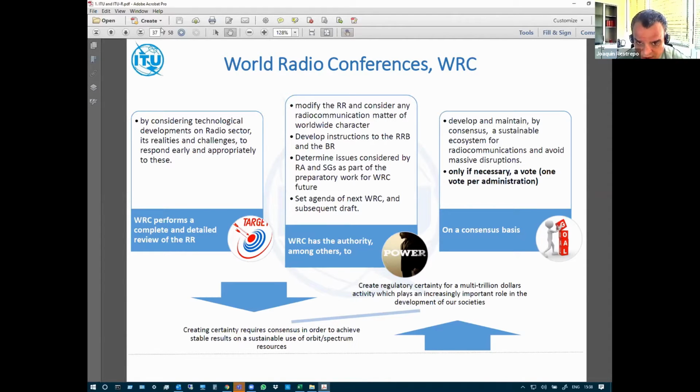It's very important at this point: the only entity allowed to modify the Radio Regulations is the World Radiocommunication Conference. And we try to work on a consensus basis, to develop and maintain by consensus a sustainable ecosystem for radiocommunication and avoid massive disruption. Only if necessary are we going to vote, but we privilege consensus as much as possible. Fortunately, that was the situation in almost all conferences. As far as we remember, we have had only one situation in the last 20 years requiring a vote.